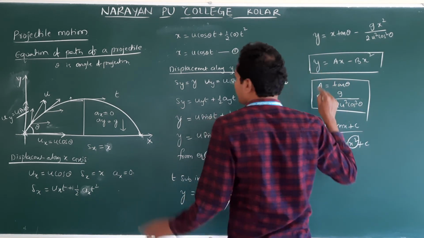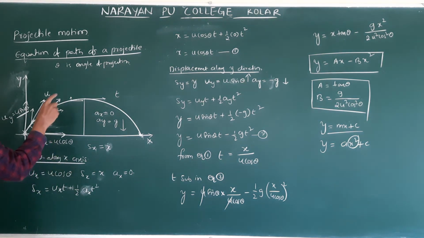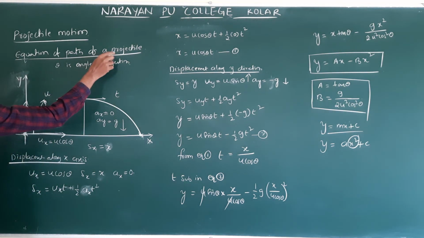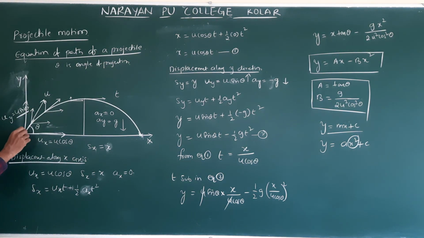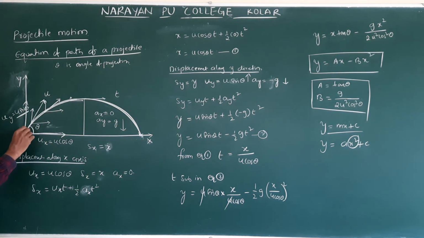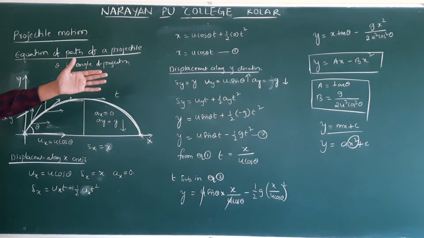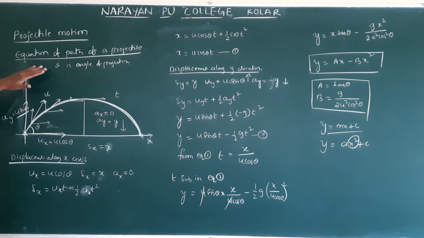Which equation? This is the path of the projectile. We are framing the equation for the path of a projectile. How is it following? This is a parabola. This path, this trajectory, is what? A parabola. So mathematically we proved: hence, the equation of the path of the projectile is a parabola.